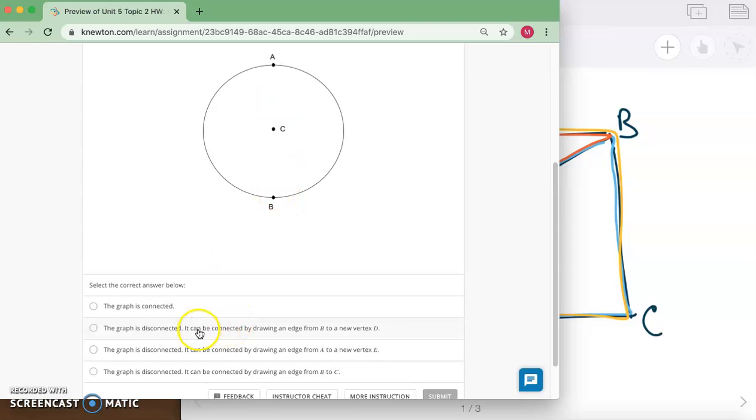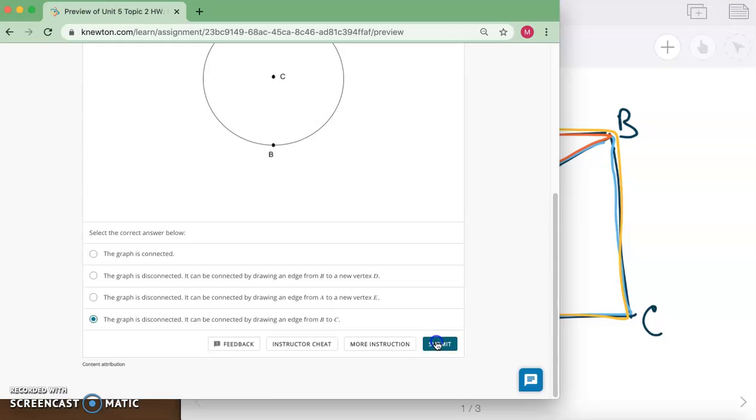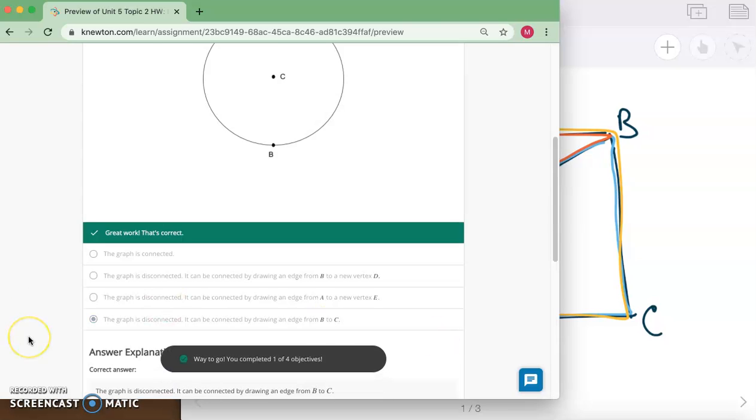So let's see what we have here. Ooh, new vertex B. The graph is disconnected. It can be connected by drawing an edge from B to a new vertex D. Nope, we do not want to introduce a new vertex. We want to make sure this C is connected. So again, this other option talks about a new vertex. The graph is disconnected. It can be connected by drawing an edge from B to C. Once we connect B to C, then C can go to B, A can go to B to go to C. So now we would all be connected. Great work, that's correct.